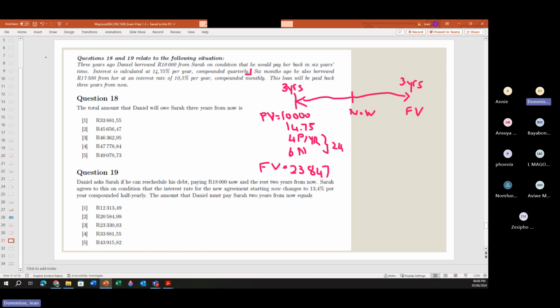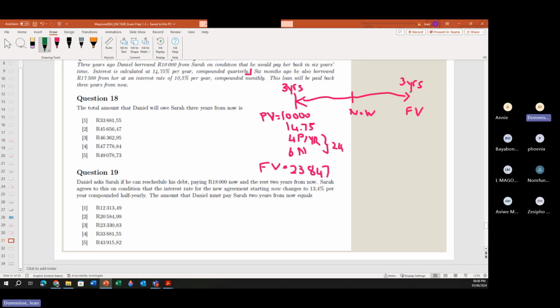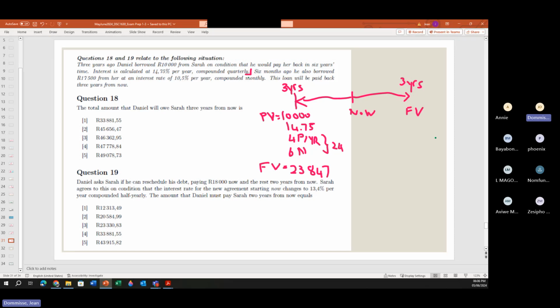Okay, so that is for that first component, the 3 years ago, and we will pay it off over 6 years. So that is that first component. Then they say, well, again, we're sitting at now 6 months ago. So there is 6 months ago. So I just say 6 over 12.